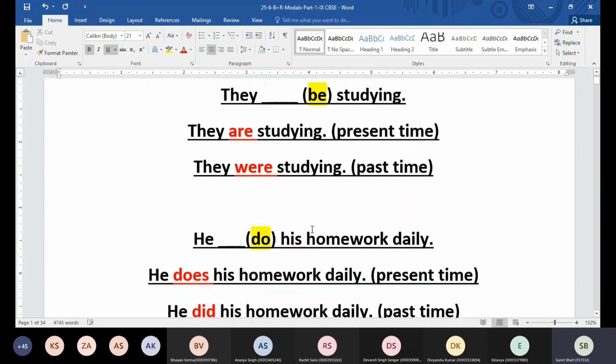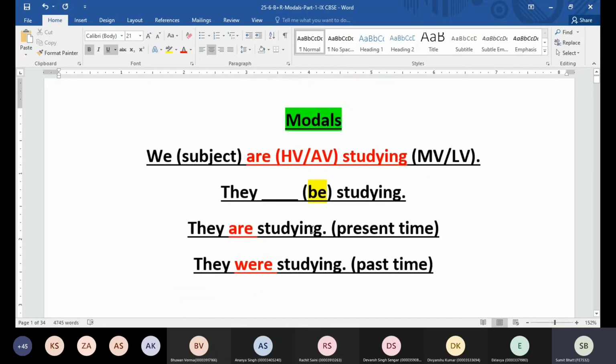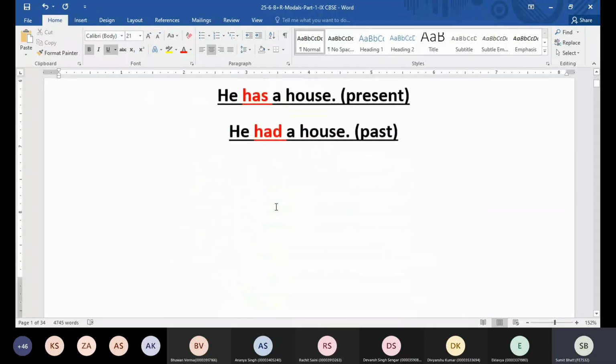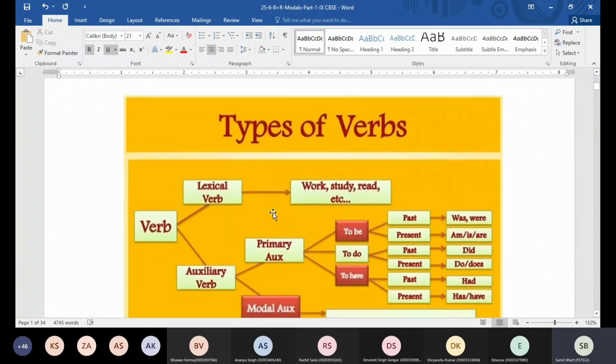So similarly, guys, when you talk about these modals, modals are going to be a different type of helping verb. When you say the primary auxiliary verb or primary helping verb, they are going to tell you about the time in which the action is taking place. That is the only thing we are going to know through these primary helping verbs.